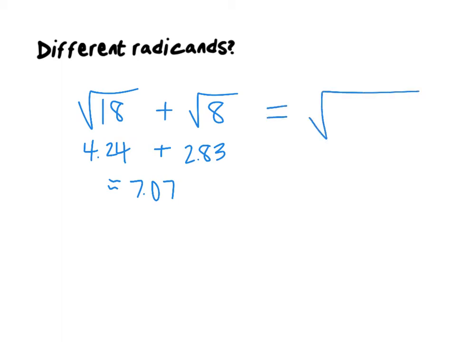What if, these are different radicals, but what if I did 18 plus 8? Okay, that would be 26, and then I'm going to type in square root of 26 on my calculator, and that actually equals, if I do that, 5.09, if I round a little bit. Okay, was that the same answer? It was not. These are not the same answers.